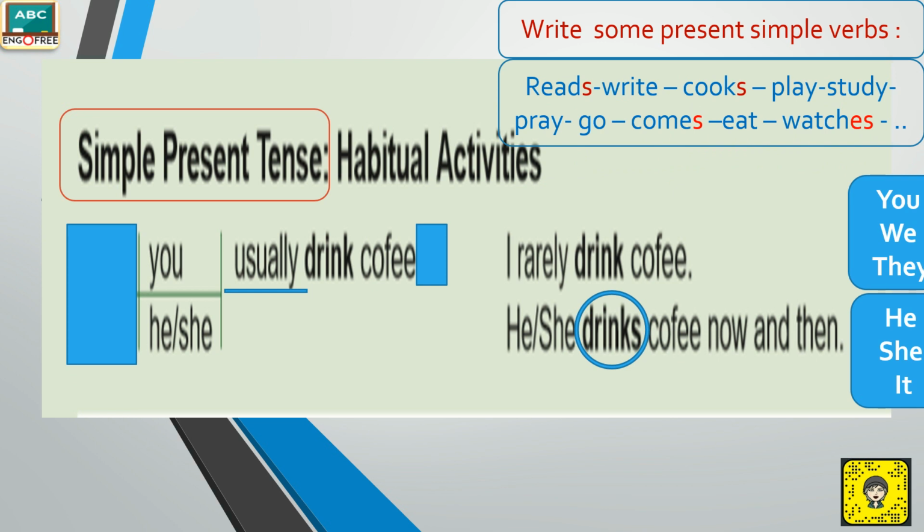Yes, nice. Very good. Like the word read or reads. Write, cook or cooks, play or plays, study, pray, go or goes, come, eat, watch or watches. Very nice. Look at here. We put S in the verb. Why? Why we put S in this verb?